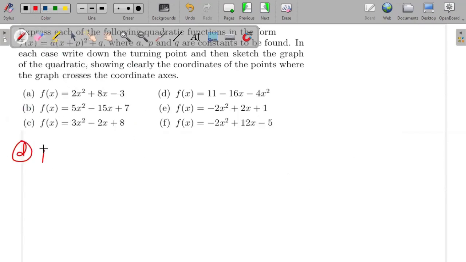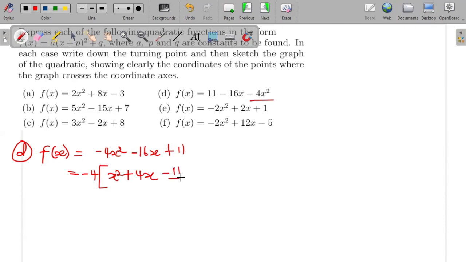So D is being given as f of x is equals to, you can start with minus 4x squared, and then minus 16x plus 11. So the first thing is always to make the coefficient of x squared a 1. Okay, so I'll factorize the minus 4. If I factorize the minus 4, I remain with the x squared. Here, if I factorize the minus 4, what do you think I remain with? I remain with plus 4x. Here, when I factorize the minus 4, I'll just remain with minus 11 over 4.